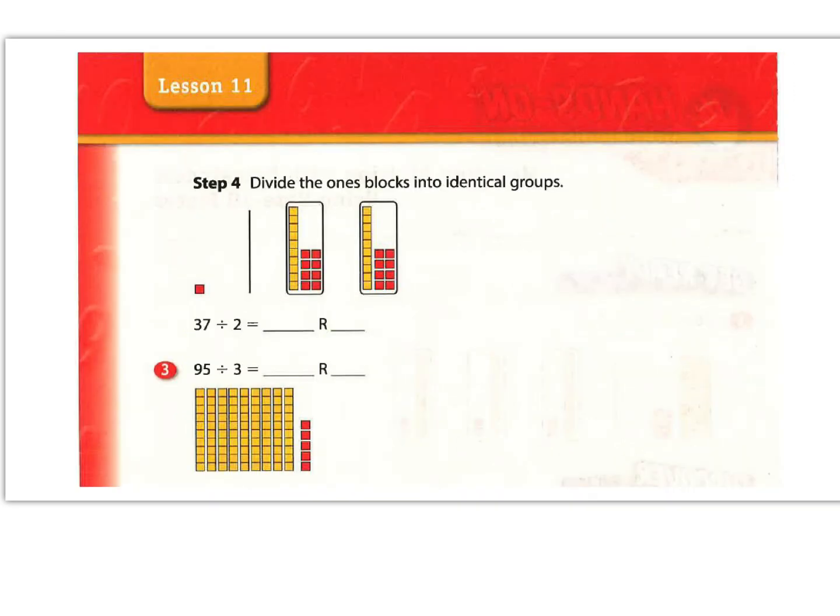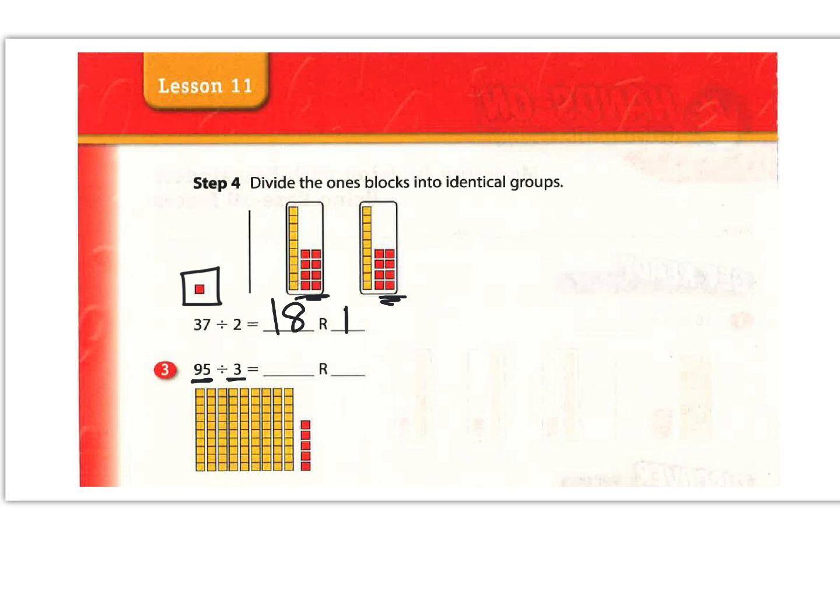Then it says divide the ones blocks into identical groups. So you put the ones blocks in and we get 8 in each group. So 37 divided by 2 is 10 plus 8, which is 18. But then you have this one little guy left over. So, a remainder of 1.